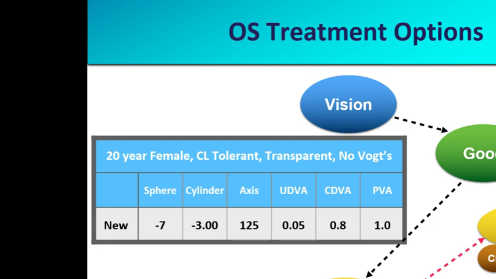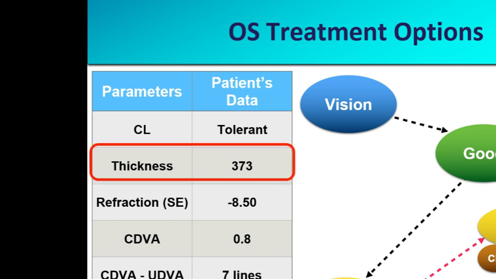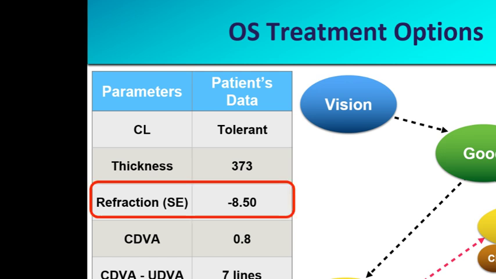So this is the right wing. Okay. He is tolerant to contact lenses, but of course we are going to do cross-linking before it. Okay. Thickness is 373. Wow. Cross-linking is not good for him. Okay, let's see. We cannot go for laser, of course. Even ring, we cannot go for it.